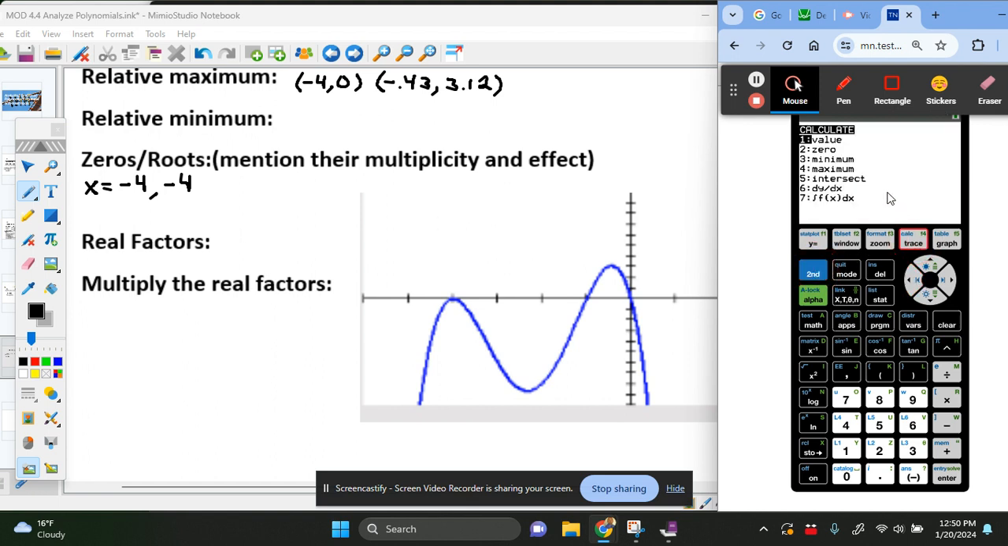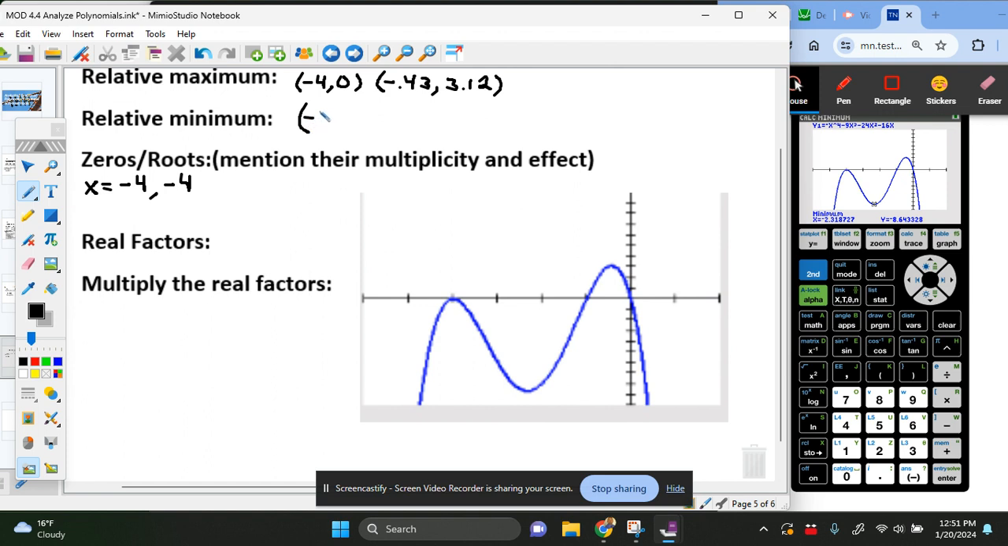Let's find that minimum. So now we go down to minimum. We'll go to the left side of that relative minimum, and go to the right side of that relative minimum. Hit enter, and then go to the center. Hit enter, and it tells us exactly what it is: x equals about -2.32, and y equals -8.64.